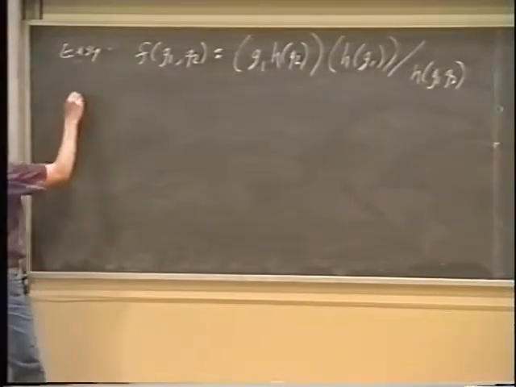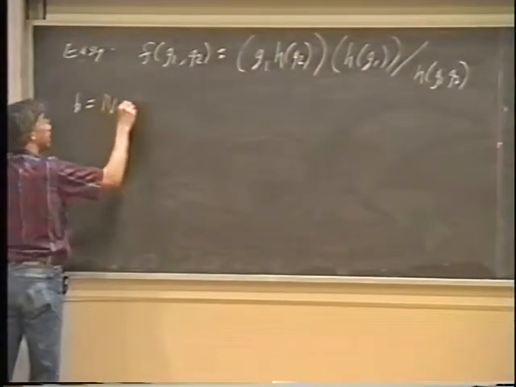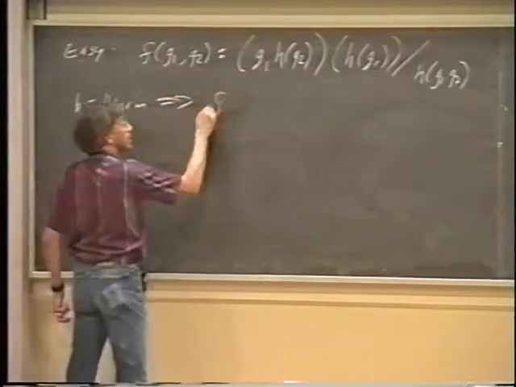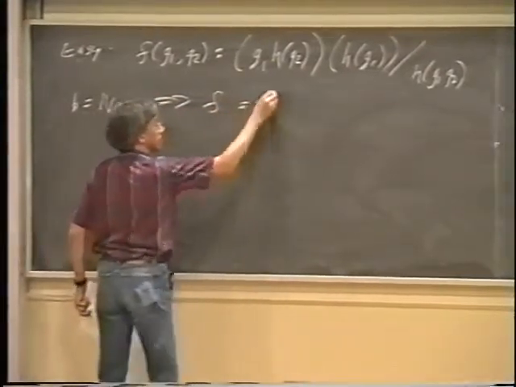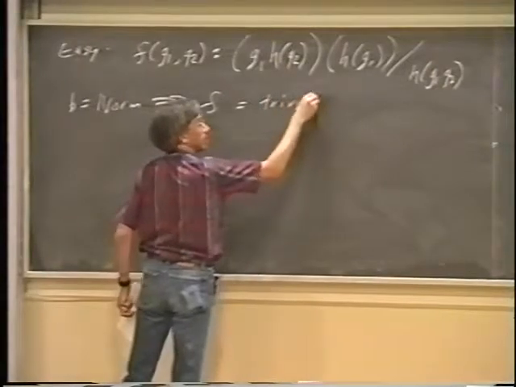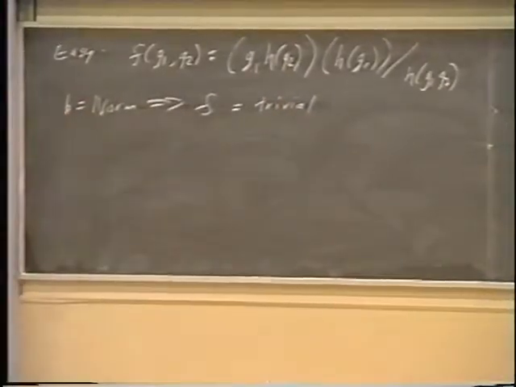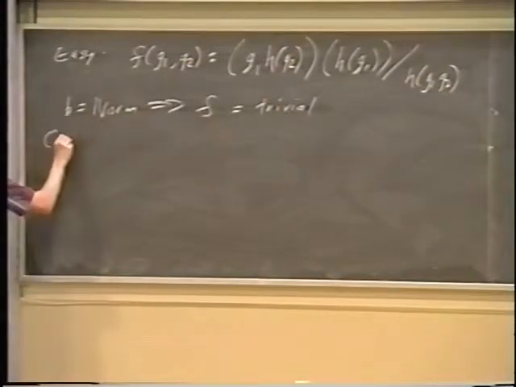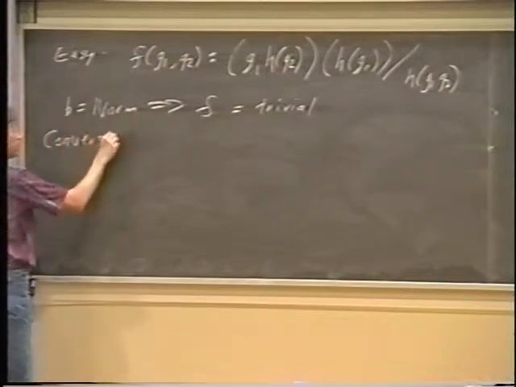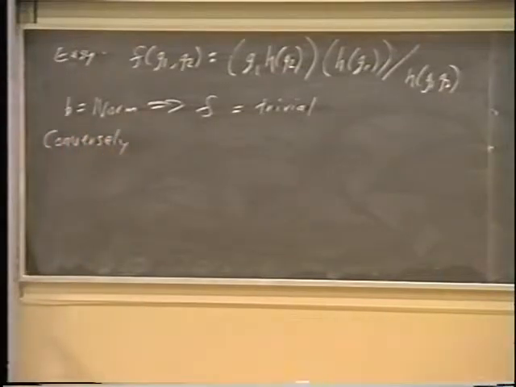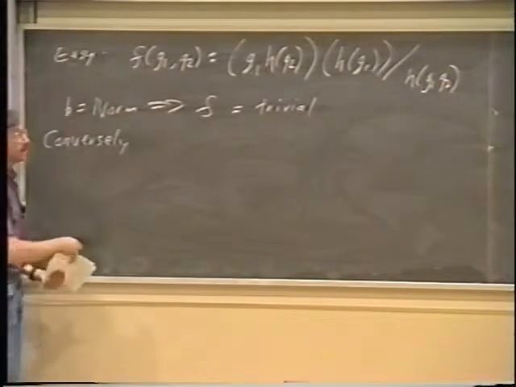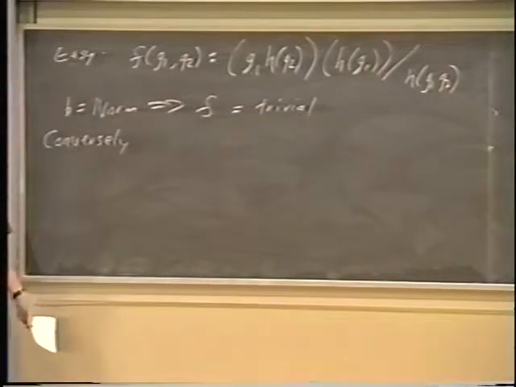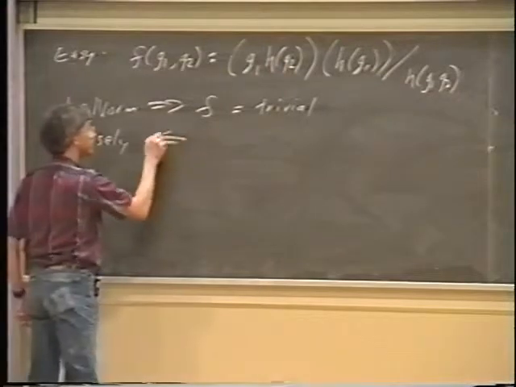So we get that B is a norm implies F is a trivial cohomology class. And conversely, and this is harder to show, actually, because see this, I didn't really use anything about the p-adics to get this way. But the converse, you have to use something that you're working with some field like the p-adics. This is true.